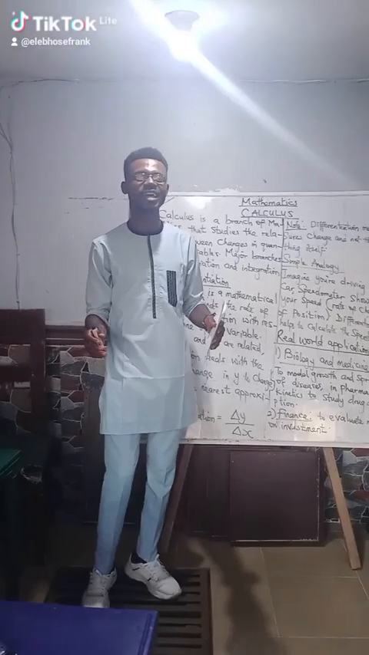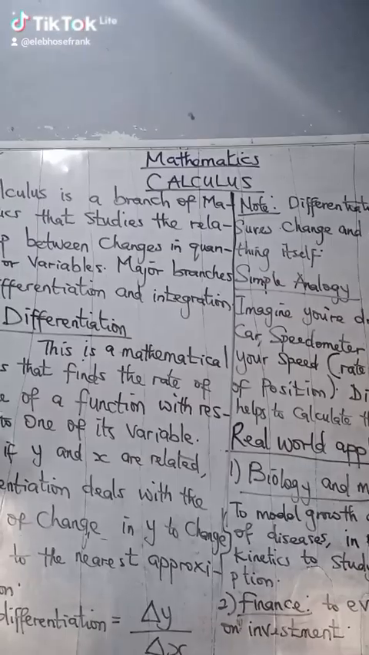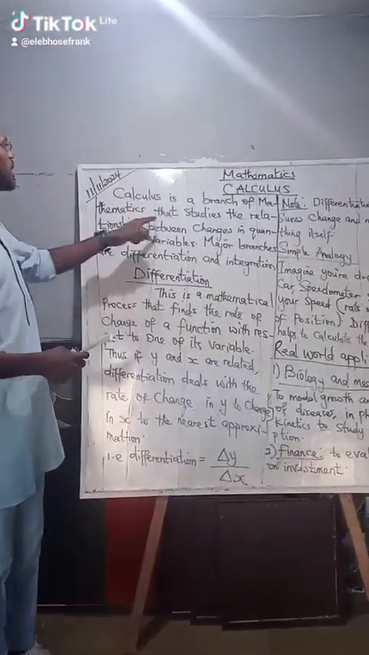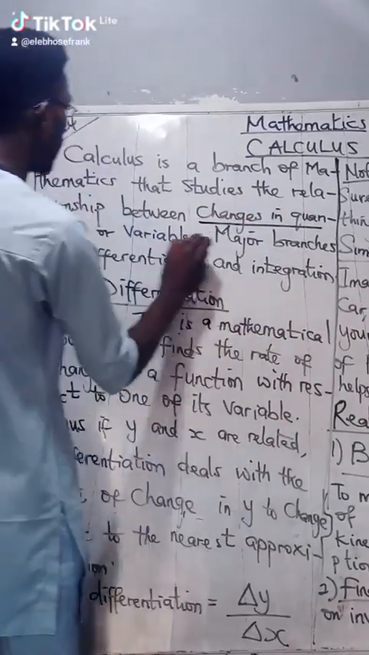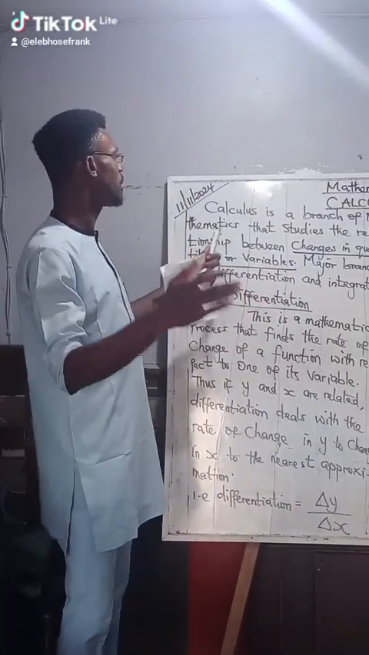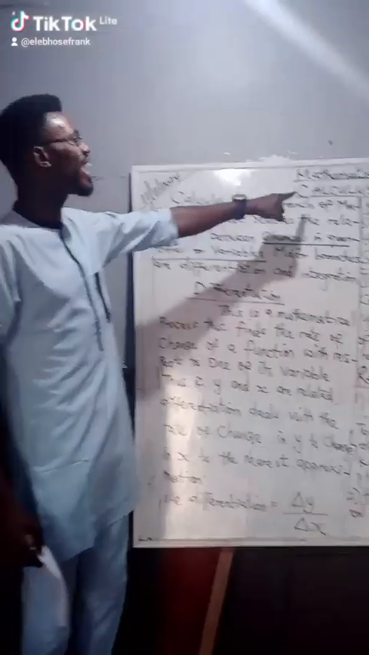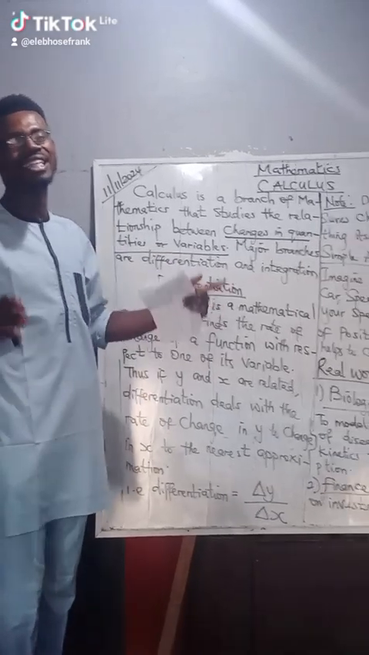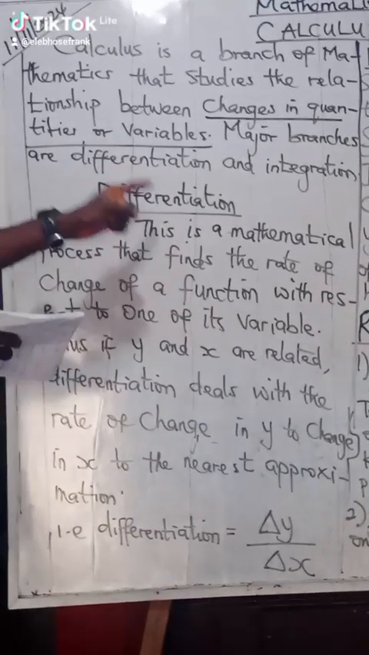Now today we'll be looking at an aspect of mathematics called calculus. Calculus is a branch of mathematics that studies the relationship between changes in quantities or variables. The aspect of mathematics that has to do with the relationship that exists between changes in quantities or variables is what we refer to as calculus. The major branches of calculus are differentiation and integration. For today's class, we'll be looking at the very first one, differentiation.